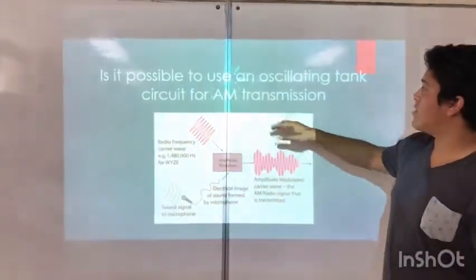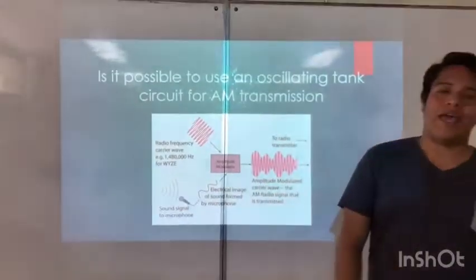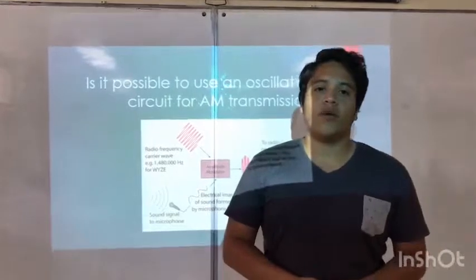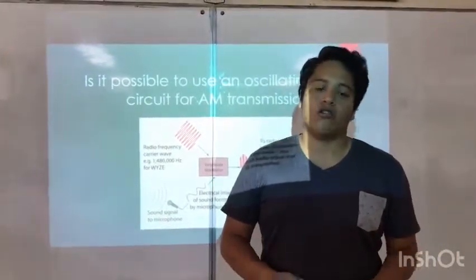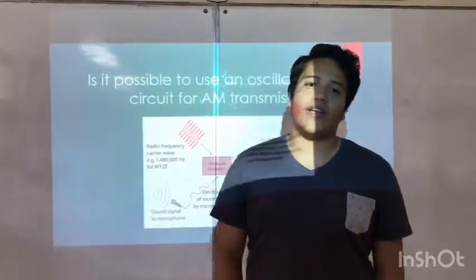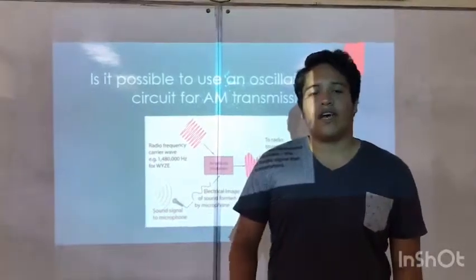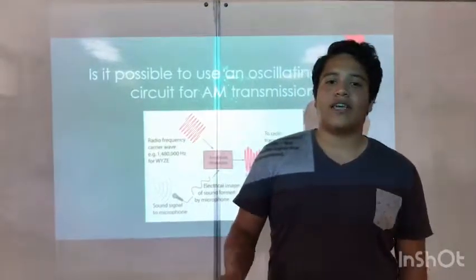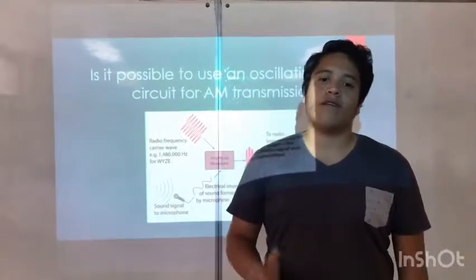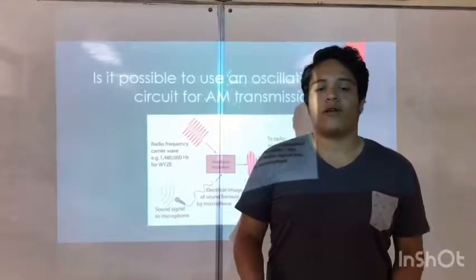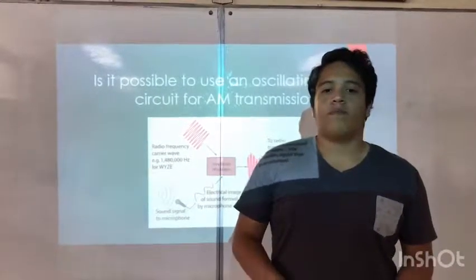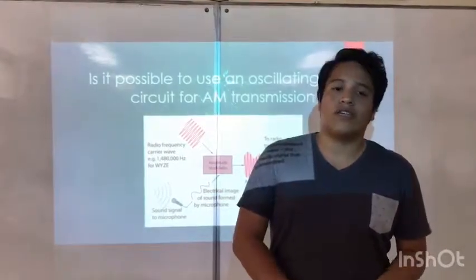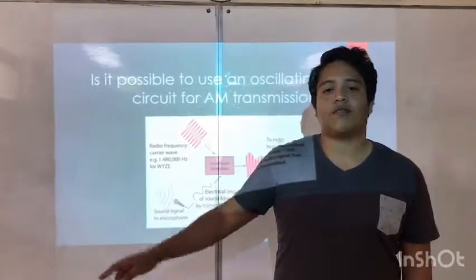Is it possible to use an oscillating tank circuit for AM transmissions? In general, the transmitter operates with assigned frequencies or channels, and crystals provide the best way to obtain the desired frequency with good stability. Typically, LC oscillators do not have the required frequency stability to stay on frequency. Variations in temperature and other conditions cause the frequency to exceed the limits.